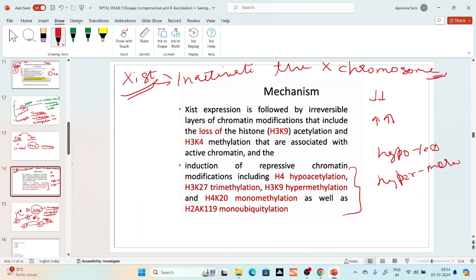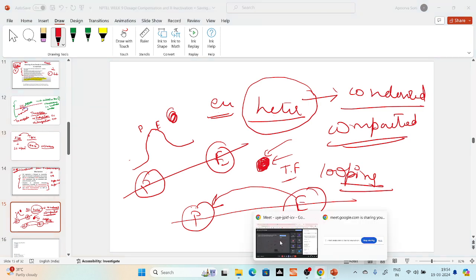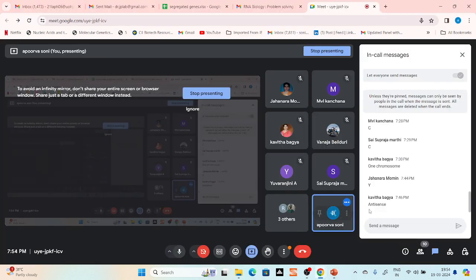So what I'm trying to say is that the X chromosome has to be inactivated, and for the inactivation of this X chromosome, this Xist non-coding RNA comes. When it comes, it does certain kinds of modifications in the chromatin regions, and those chromatin modifications lead to the inactivation of the X chromosome. How? Because these chromatin modifications make the chromatin even more compact, and they keep the promoters and enhancers very far away from each other. Okay, is this clear to everybody? Up till here, is it clear? Yes or no?